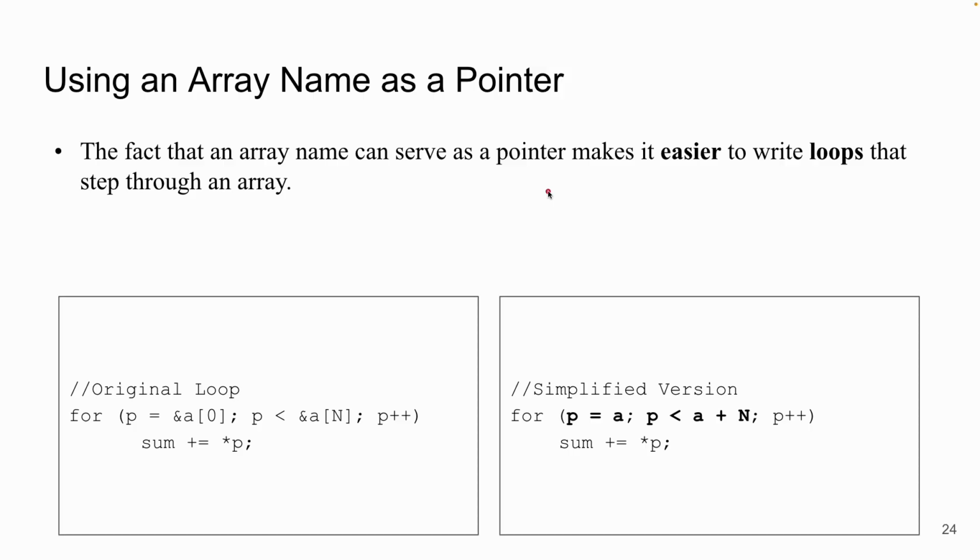So if we use this fact, that the array name is a pointer, it can help us write the loop that steps through an array more easily. So let's check out the example here.